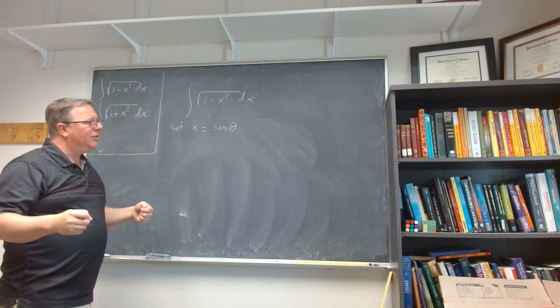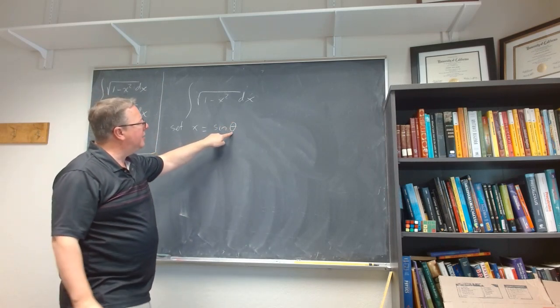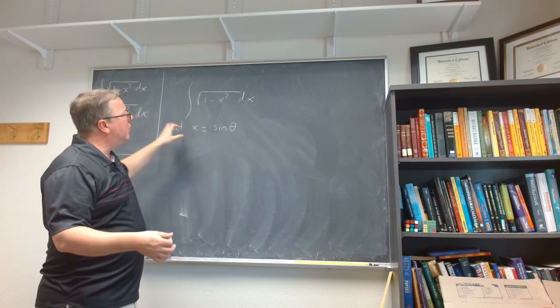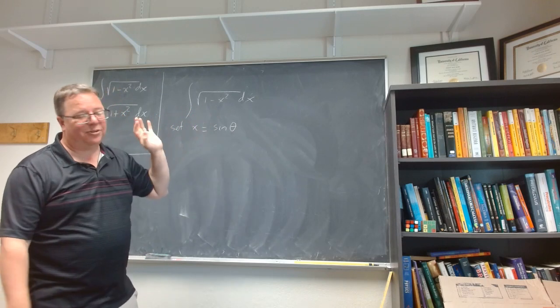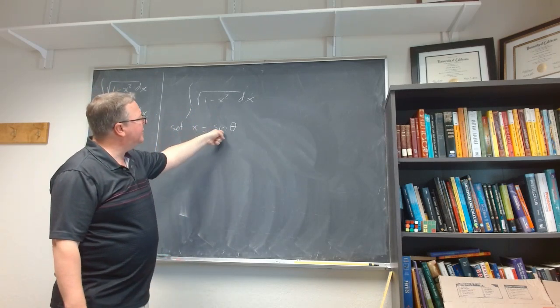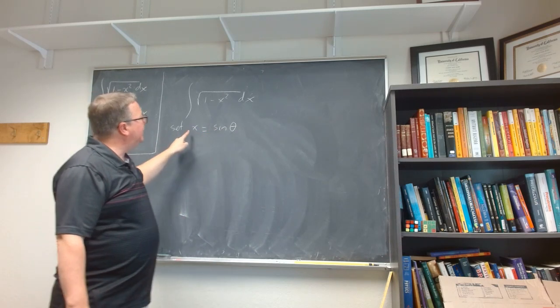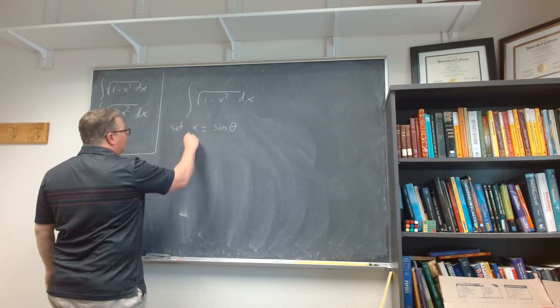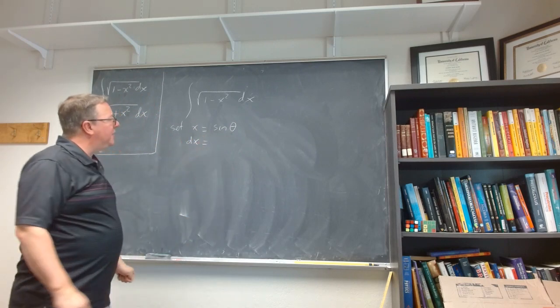It's traditional to change the variable to the Greek letter theta when you're plugging it into a trig function. So we're going to go with how the book does it and how 99% of the world does it. We're going to let x be the sine of theta. But we still need to find what dx is because we're going to have to replace it. What is the derivative of sine?